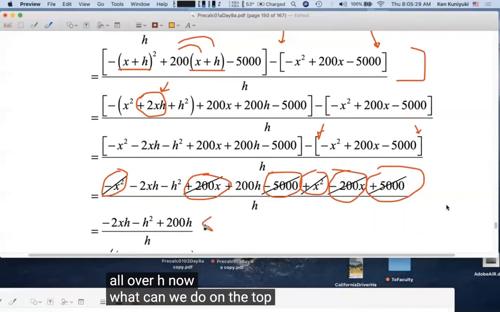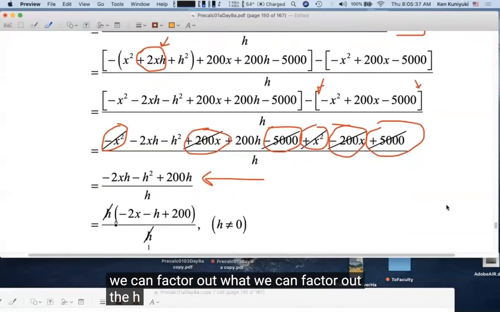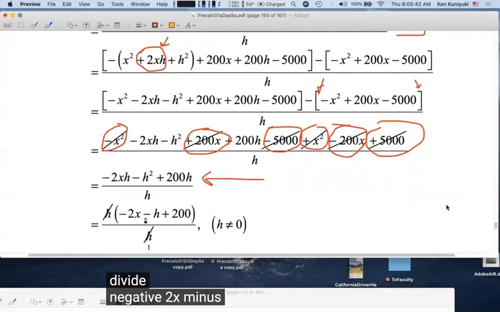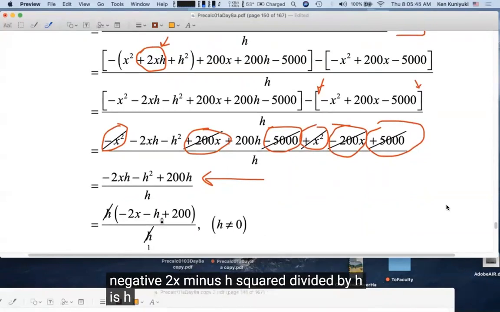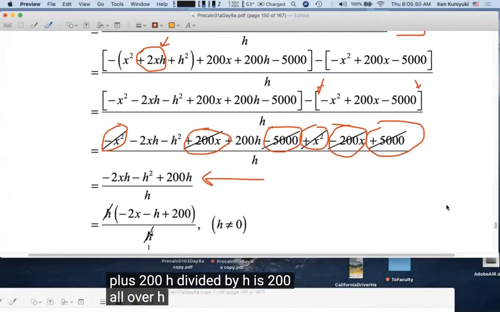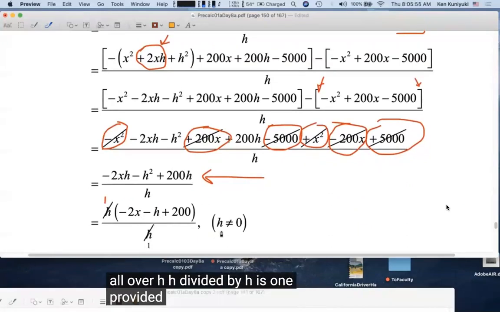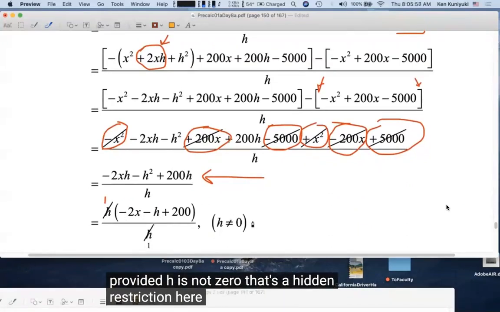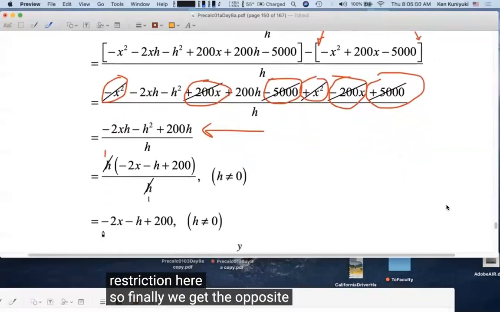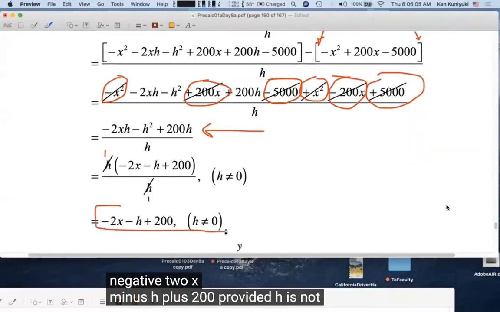Now, what can we do on the top? We can factor out what? We can factor out the h. H times the quantity, when you factor, you divide. Negative 2x minus h squared divided by h is h, plus 200h divided by h is 200, all over h. H divided by h is 1, provided h is not 0. That's a hidden restriction here. So finally we get the opposite, negative 2x minus h plus 200, provided h is not 0.